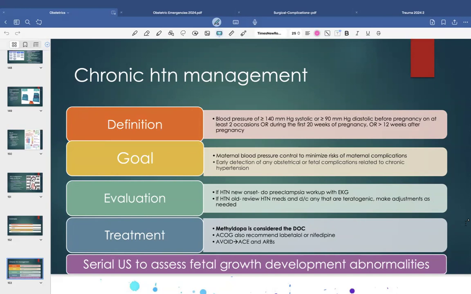Methyldopa. In one text it's said to be the drug of choice. The American College of Obstetrics and Gynecology said labetalol and nifedipine are also good choices. So we remember those from the hypertension treatment for preeclampsia. So just remember methyldopa is a safe antihypertensive medication as well. Diuretics, they are second line treatment in hypertension.